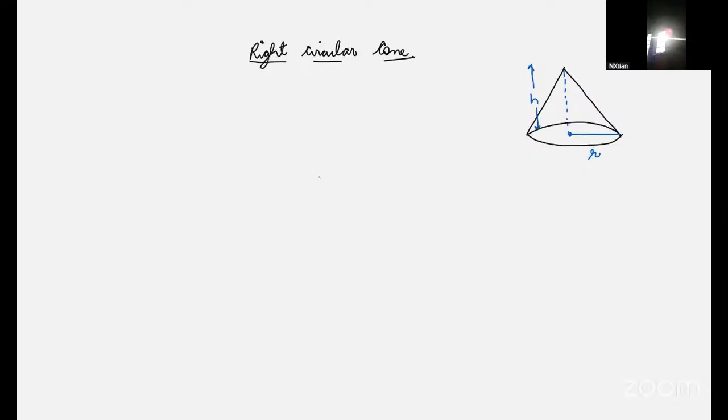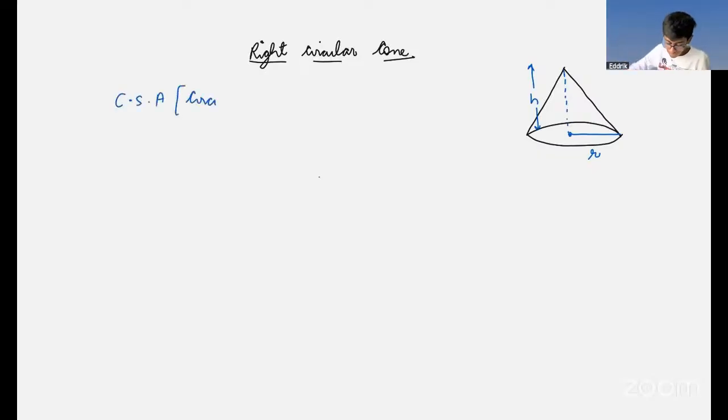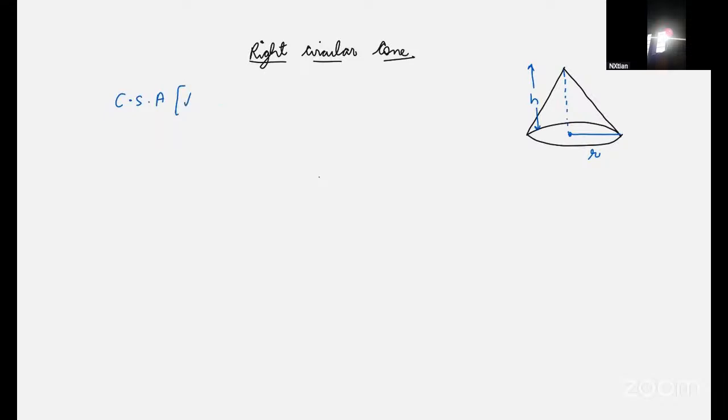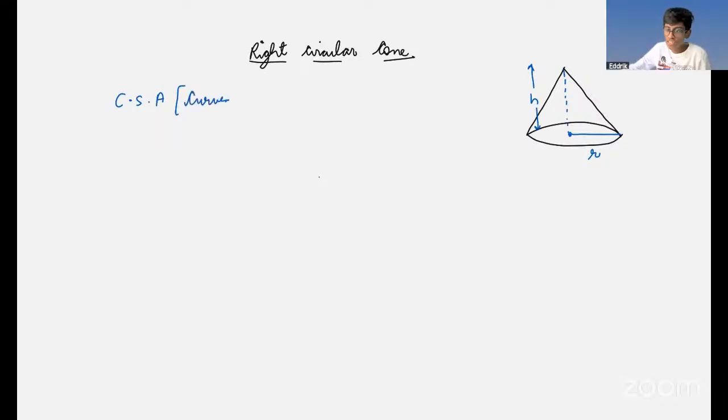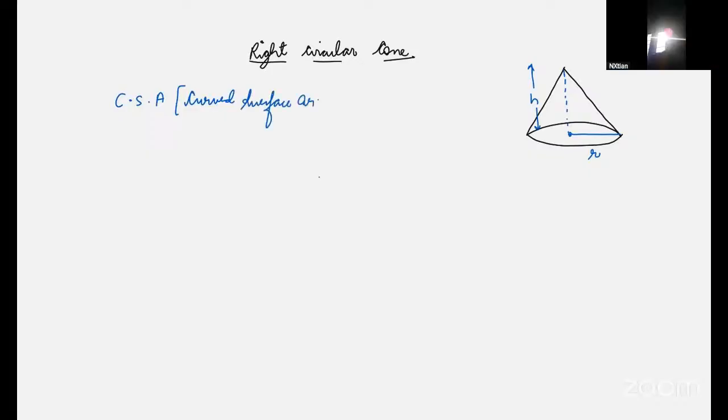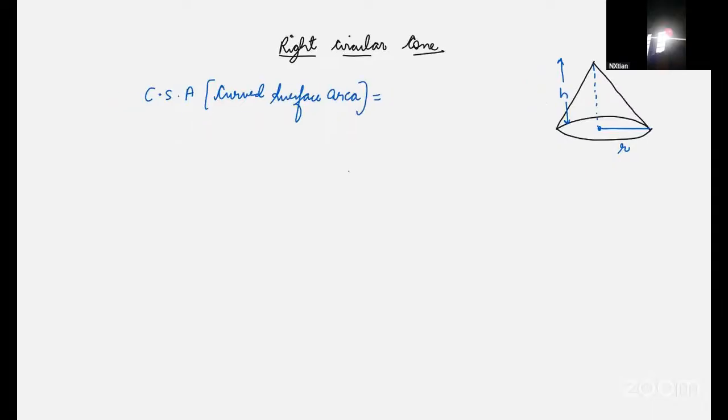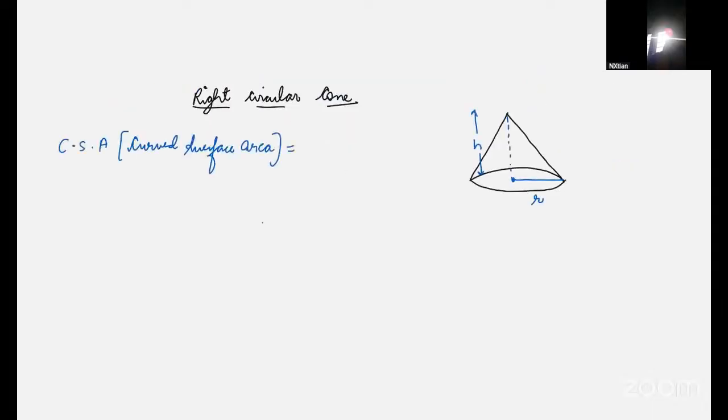First of all, we will learn about CSA. What is the full form for CSA? Curved surface area. And TSA, surface area, which is equals to pi r l. Now basically pi is equals to 22 by 7 or 3.14. R is the radius.